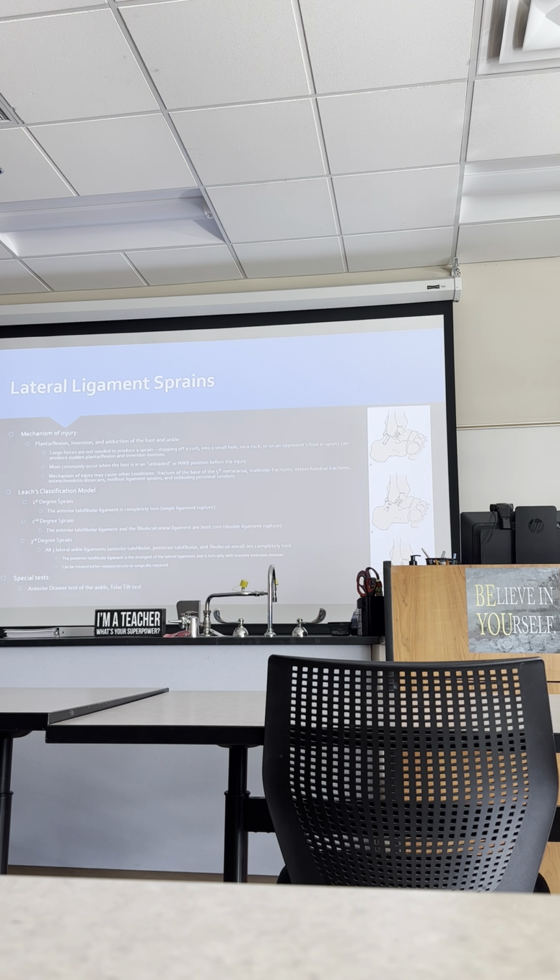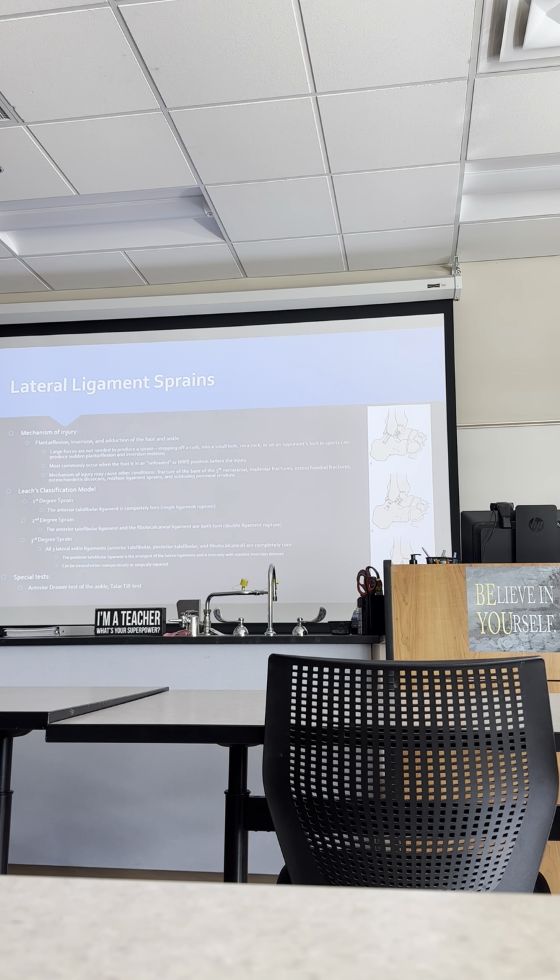What's next in the lateral? You gotta label this. What's this one? Calcaneofibular. And then what do you have back here? Posterior talofibular ligament. So make sure you review your ankle ligaments. Those are your lateral ligaments that are torn in a lateral ankle sprain.